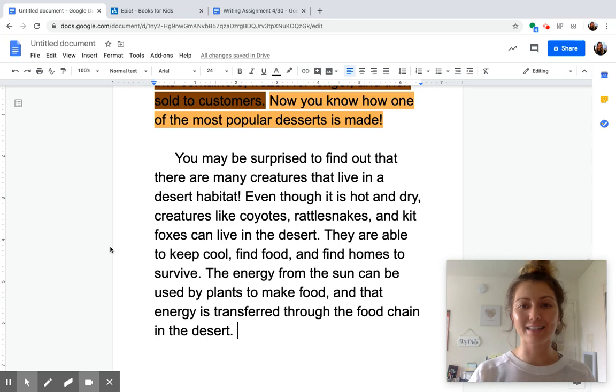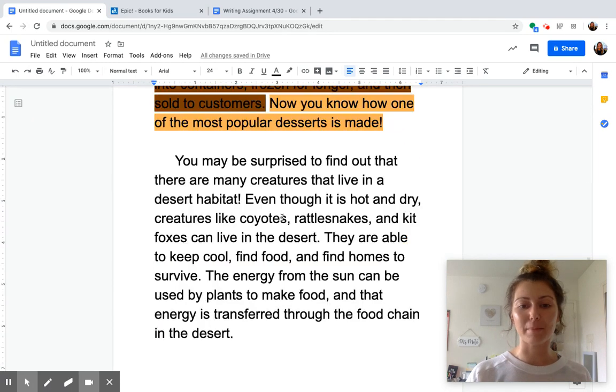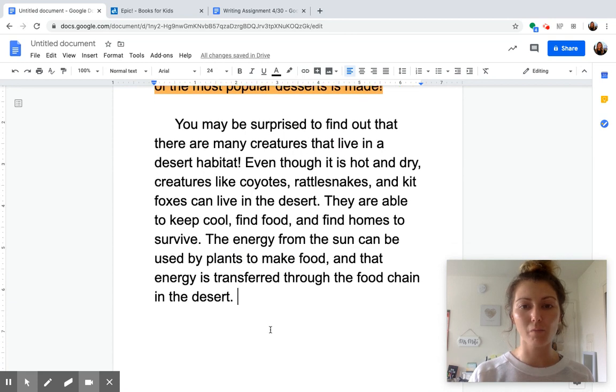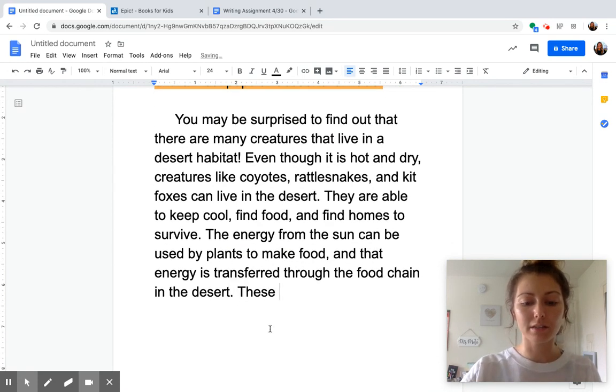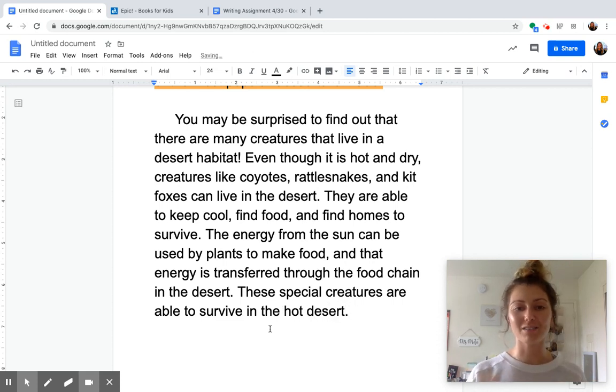Now, my last thing to do is make my conclusion sentence. Remember, it's going to look a lot like my topic sentence. So I can say, these special creatures are able to survive in the hot desert. Period. Sounds a lot like my topic sentence. It retells the reader that topic again, the creatures that live in the desert. I've still made it engaging, and I've made it different than my topic sentence.